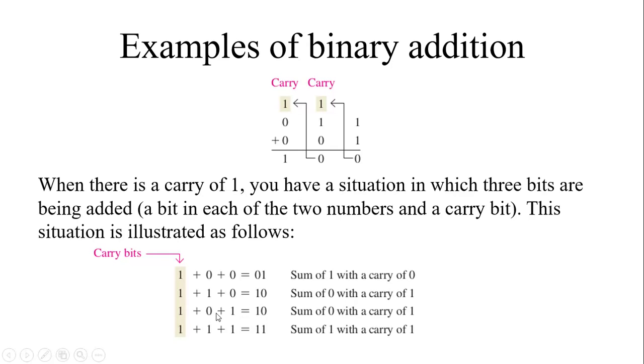1 plus 0 plus 1 is equal to 10. So when we add two ones, we get 10. When we add 3 bits, we add 1, 1, 1. The sum is 1 with carry 1. So this is the carry bit and this is the sum bit. When we add 3 ones in binary, we get 11.